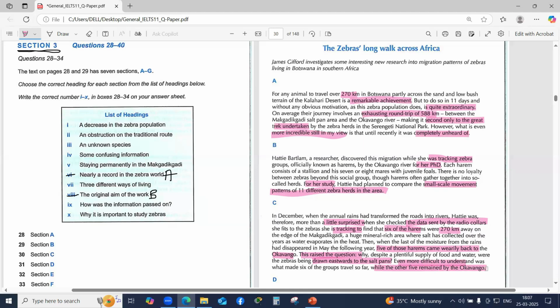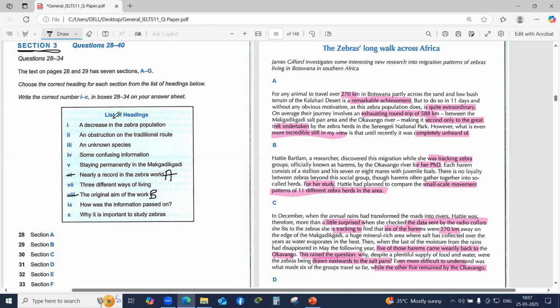So C paragraph, the inferences: she attached radio collars, she's tracking the zebra positions. 6 groups went towards the salt pans, 5 returned back in a very exhausted manner. 1 group is still there. So she's confused. It's raising a question. Why did 5 come back? Why is 1 still there? And first of all, why did 6 go towards the salt pans when the area they are currently staying in already has enough food and water? So it's quite confusing.